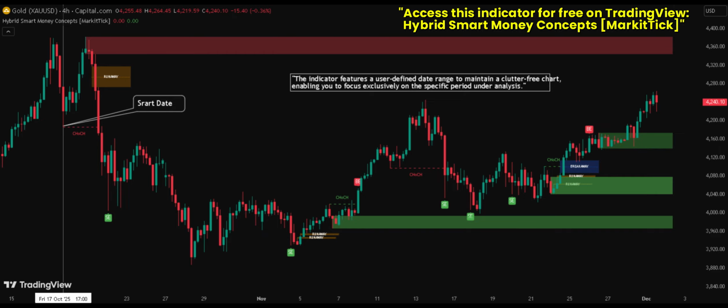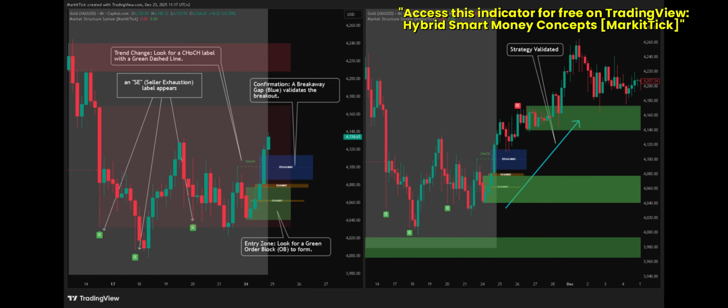Trading strategy. You can use a pullback, continuation and exhaustion strategy with this indicator. Scenario A, long setup, buying. Trend change, look for a CHoCH label with a green dashed line. Entry zone, look for a green order block, OB, to form. Confirmation, a breakaway gap, blue, validates the breakout. Entry, enter long when price pulls back into the green OB. Exit warning, if a B, buyer exhaustion, label appears, consider tightening stops or taking profit.